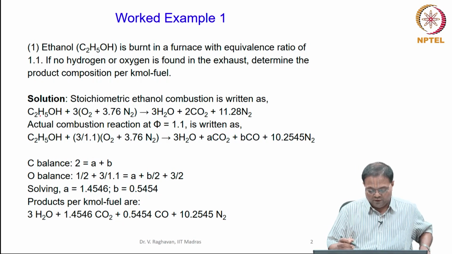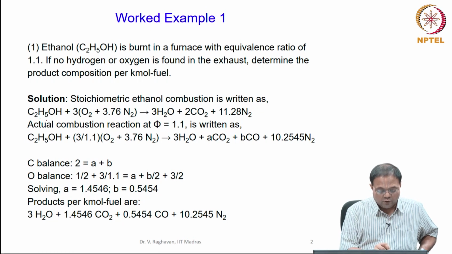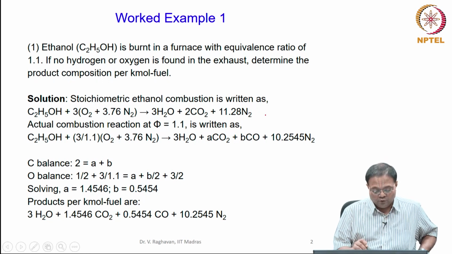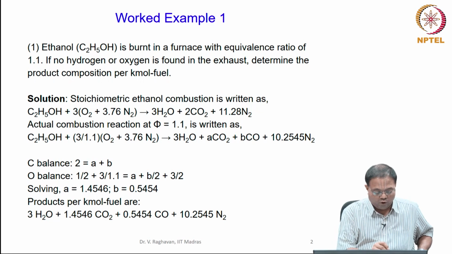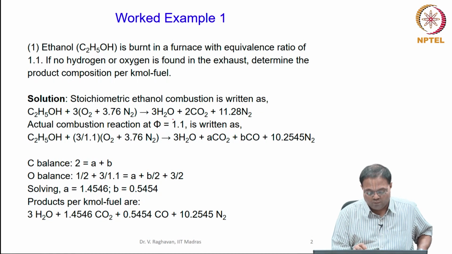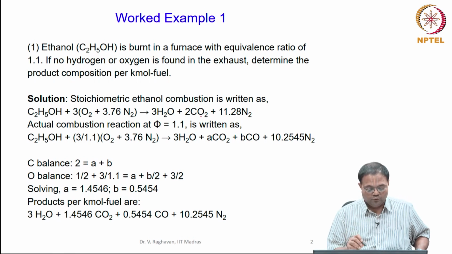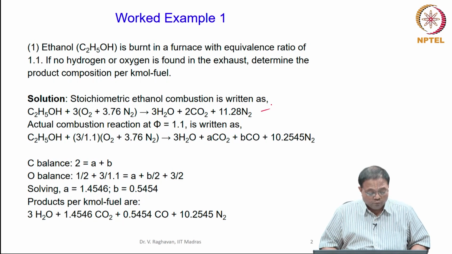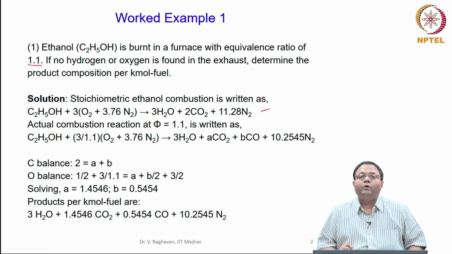We have given here the ethanol reaction. So ethanol C2H5OH. When you write the stoichiometric reaction, you know that you have to assume a complete combustion. So all the H is converted into H2O. There are 6 H atoms, so 3 H2O is formed, and C2 is converted into 2 CO2. Okay, so this is the stoichiometric reaction, but the given data is the equivalence ratio is 1.1.